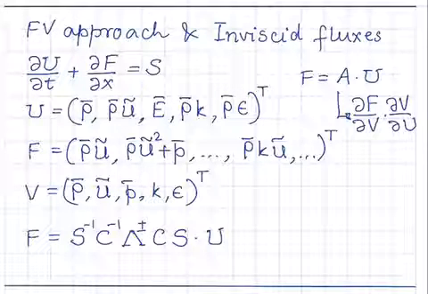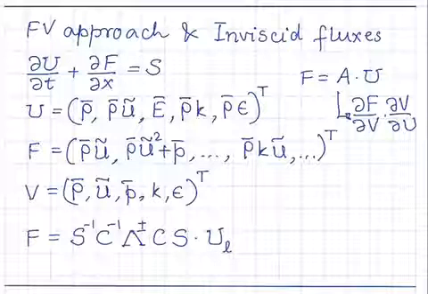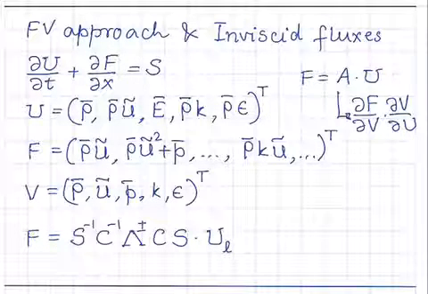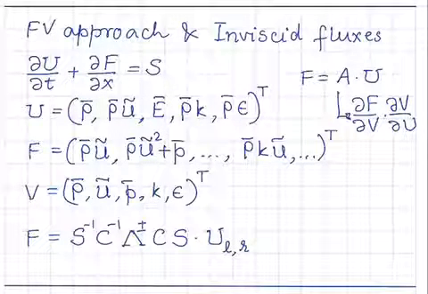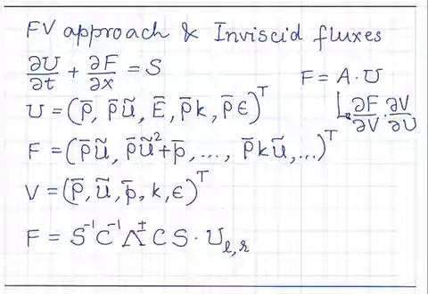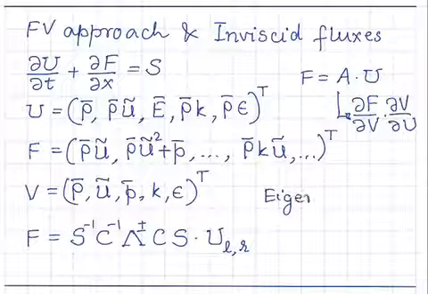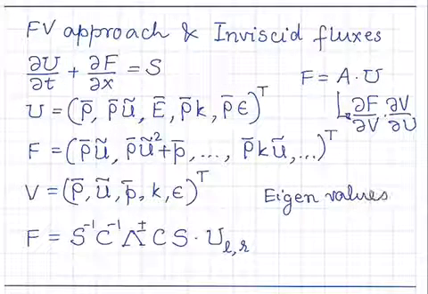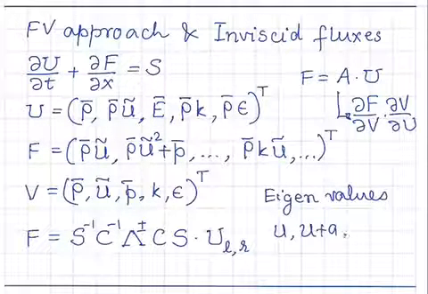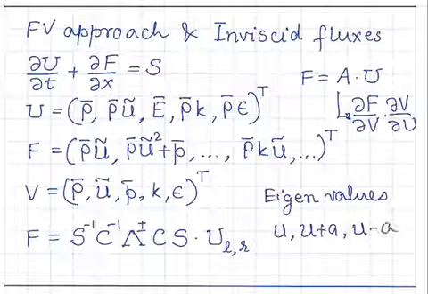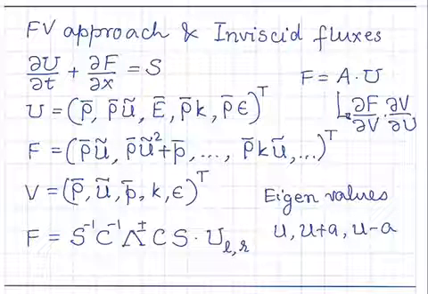With U plus, we have possibly the U vector from the left, and with the minus vector, the negative eigenvalues, we have the U vector coming from the right. The eigenvalues here, if you do all the algebra, you would get as U plus A, U minus A, the regular eigenvalues of the one-dimensional Euler equations.